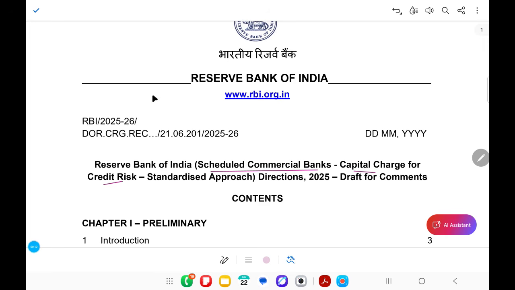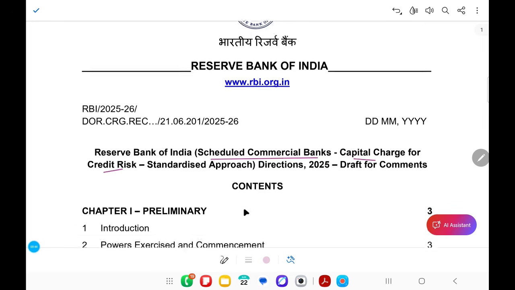This is the second part of my series, in which I am covering the entire circular of Reserve Bank of India's draft guidelines for the standardized approach to calculate credit risk and capital requirements, which is going to be effective from April 2027. In this framework, we were discussing the various exposure classes, how the risk weights are defined, and what the conditions are to use the various risk weight tables given in the circular. So we will now proceed further under this circular.